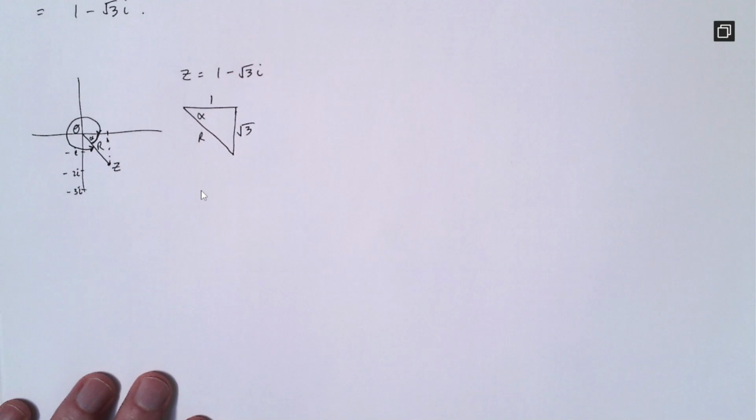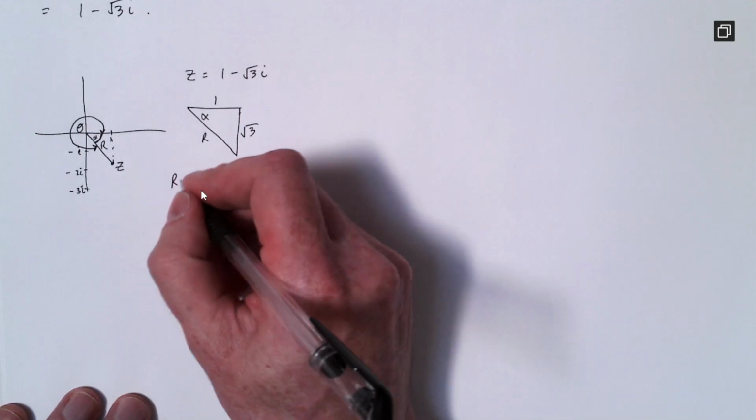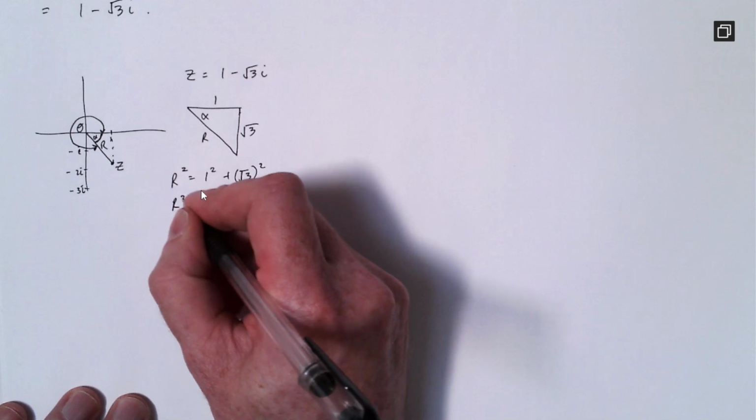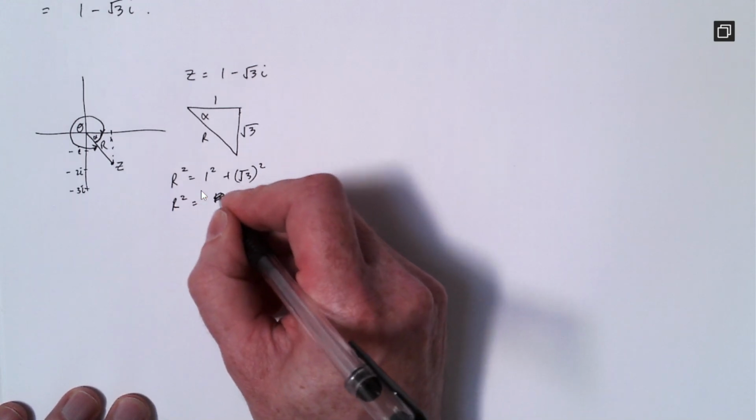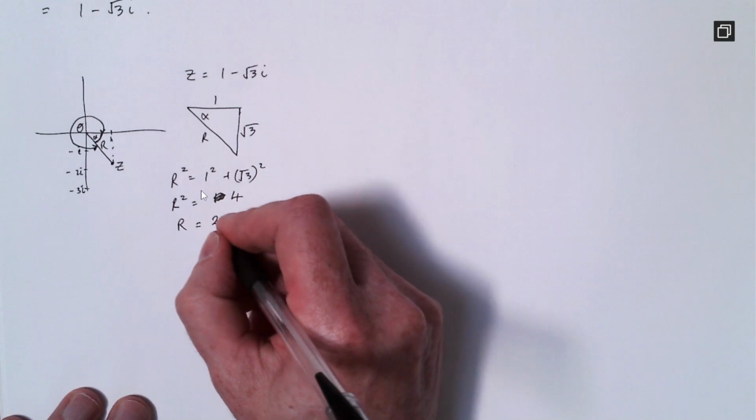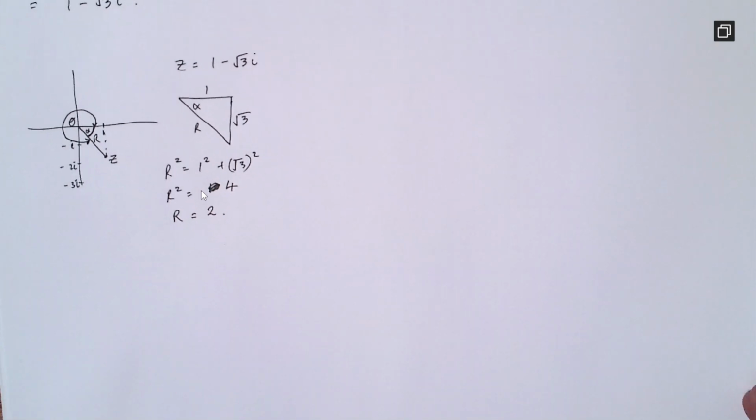Now ignore the negative sign. Using Pythagoras' theorem, r squared equals 1 squared plus square root of 3 squared. So r squared equals 1 plus 3, which is 4, so r equals 2.